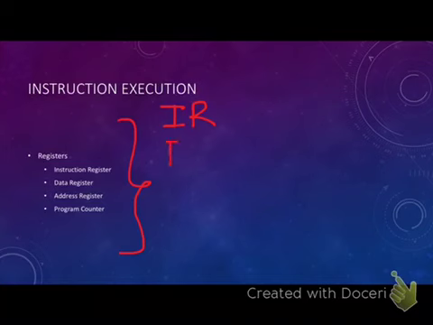Then comes the data register, or DR. This is the register where you store the value of the operand on which the execution is to take place. Then you have the third register, AR, which is your address register. The address register holds the address of the operand, where the operand is actually residing in memory.